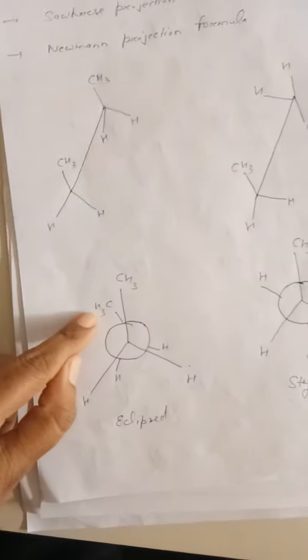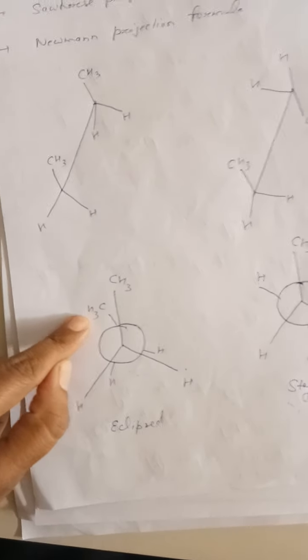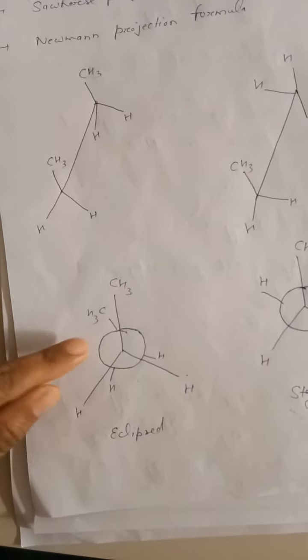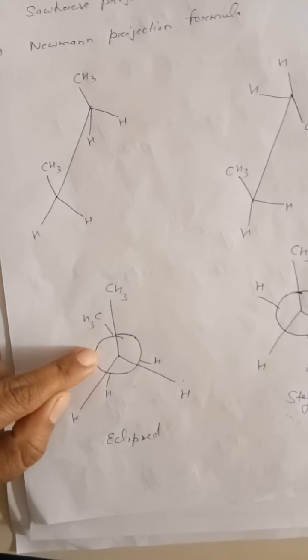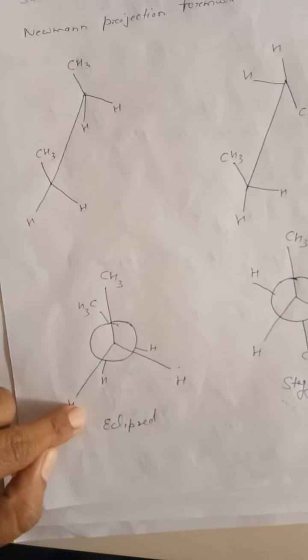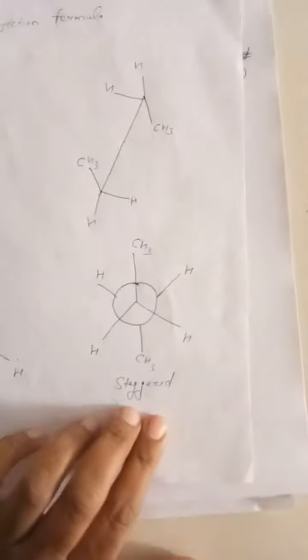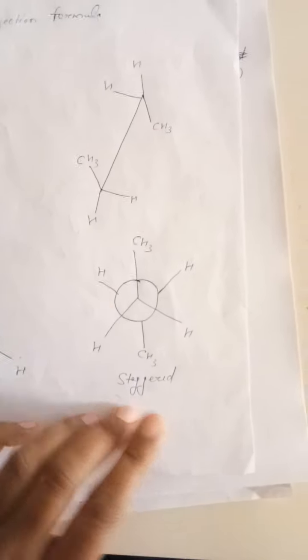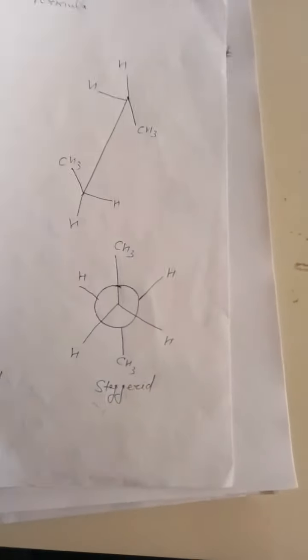So in this case, these are covering each other, means on the front side only one arrangement of atoms, on the front carbon, is visible. This is the eclipsed conformation. Next is the staggered conformation, in which two methyl groups are at the anti position to each other. We can discuss it in a better way.